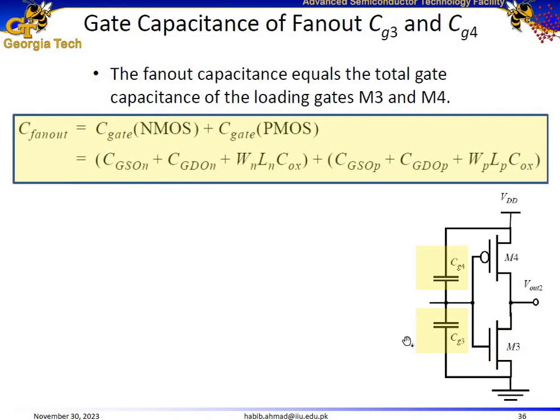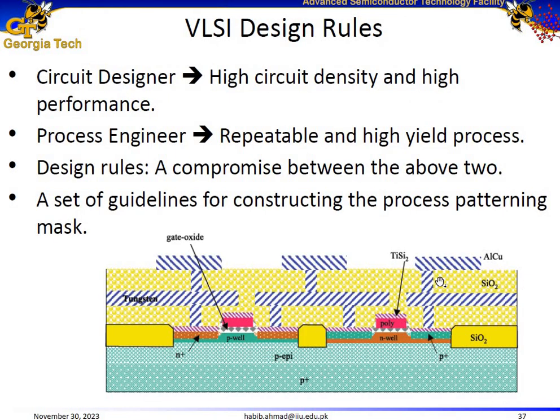Now finally, the fan-out capacitances over here, CG3 and CG4, we already have formulas for them. Just pick the parameters from the table given in slide number 32, put in all the values, and you can easily calculate the fan-out, not fan-in, the fan-out capacitances as well. And put in these values into the table.